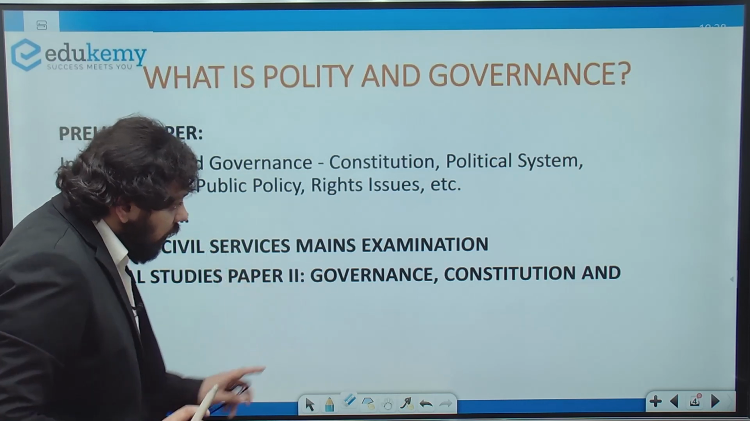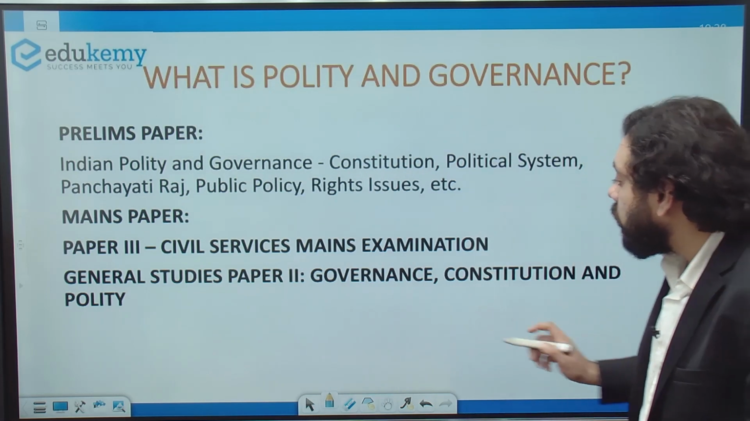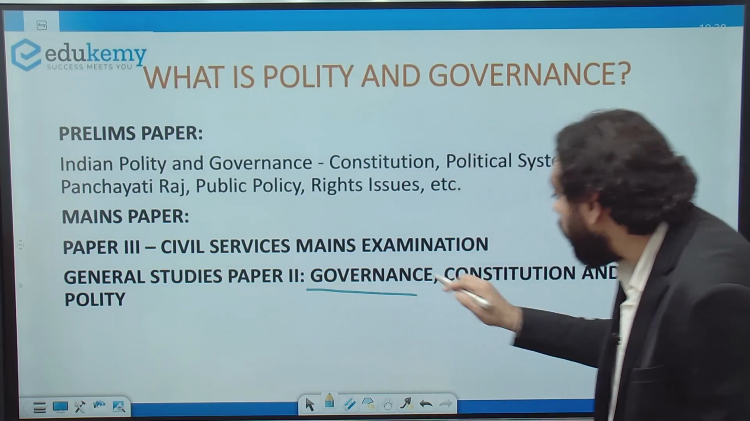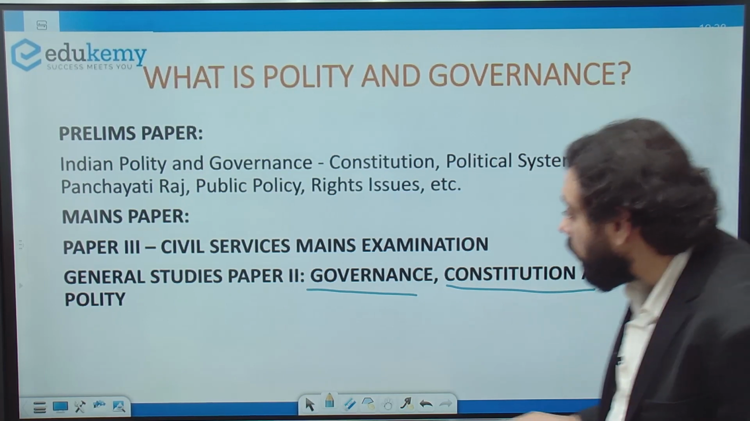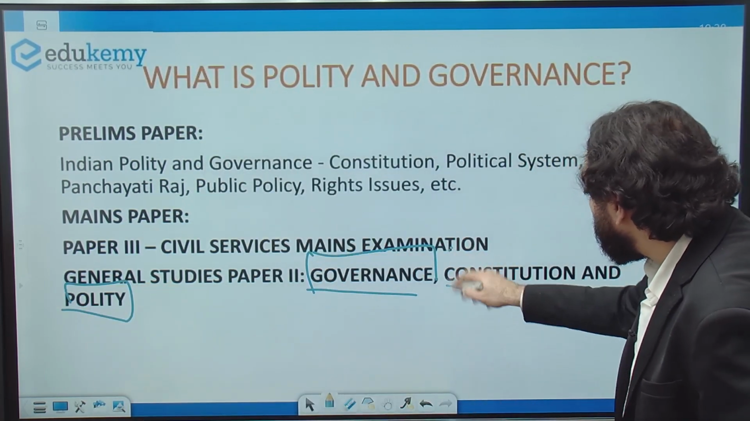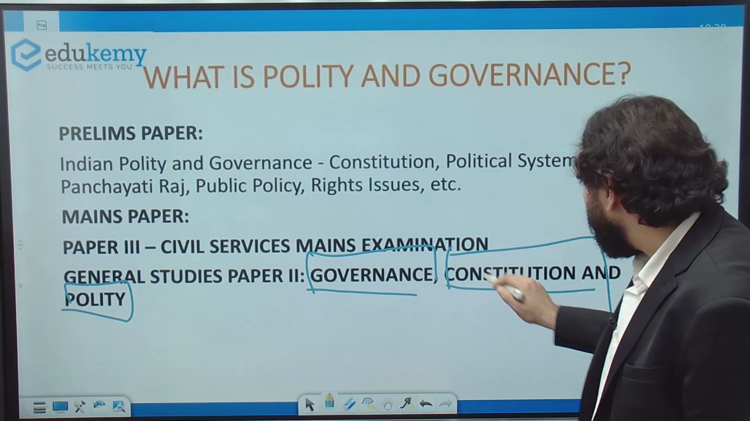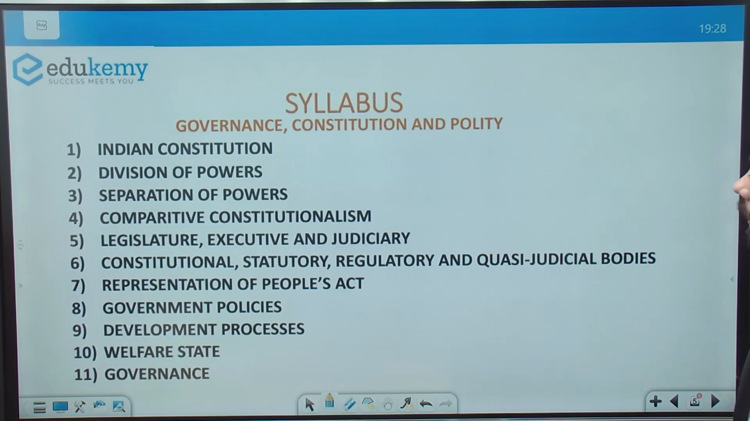Okay, so this paper number 2 in general studies has 3 terms associated to polity and governance. Number 1, governance; number 2, constitution; and number 3, polity. Okay. So these are the only 3 terms which are given in the syllabus as a title: governance, constitution, and polity. Let's look at the various elements of the syllabus.